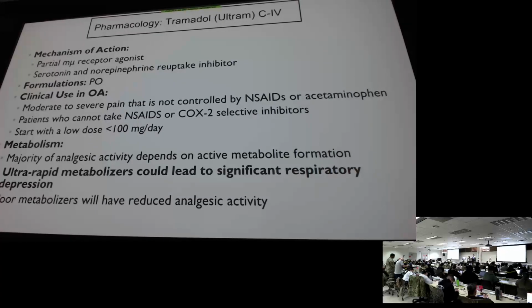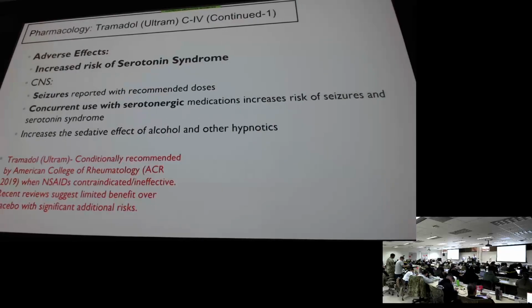Make sure I don't hit anything else on this slide. Yep, just know it's conditionally recommended with the caveat there that only with NSAIDs that are contraindicated or ineffective.